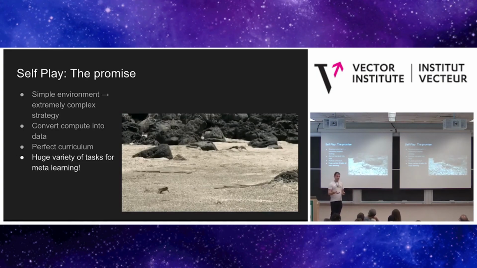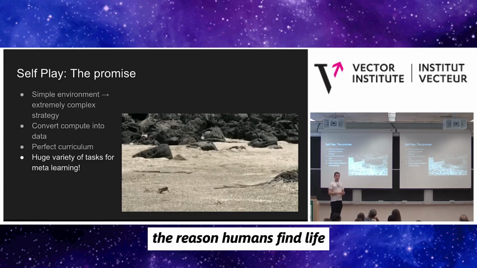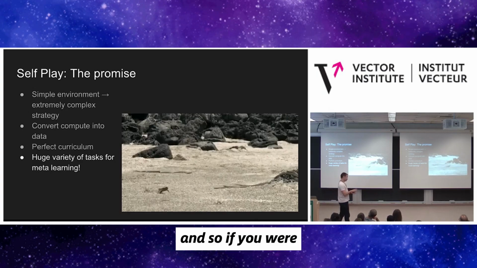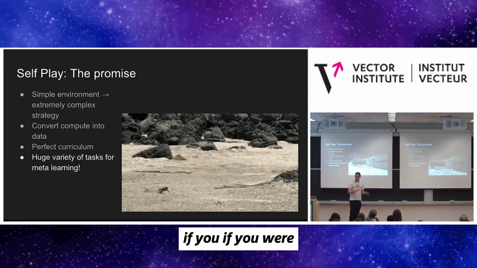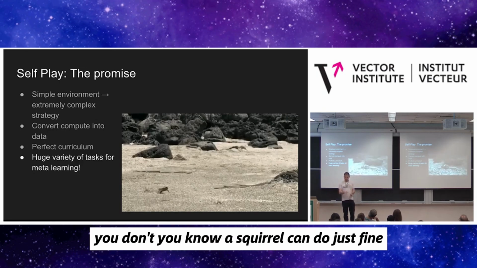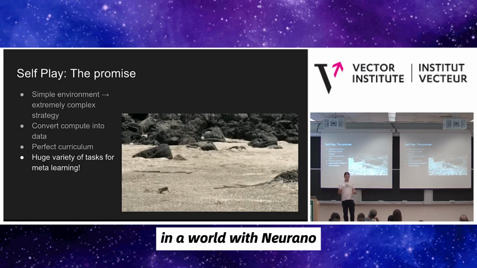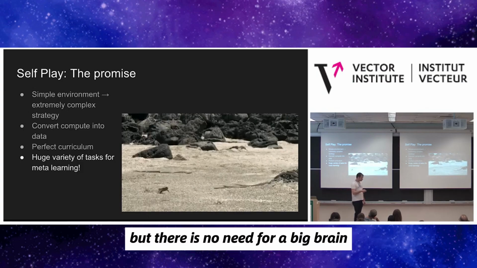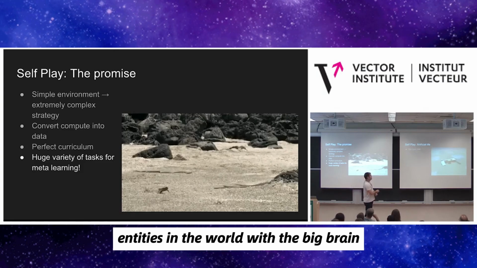its members. Just like in the human world, the reason humans find life difficult is because of the other humans. If you look at the world without humans, a squirrel can do just fine. A squirrel needs to deal with other squirrels, but there is no need for a big brain if there are no other entities in the world with a big brain.